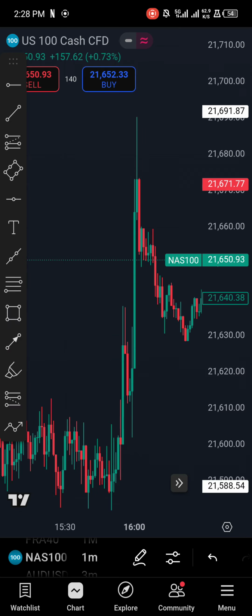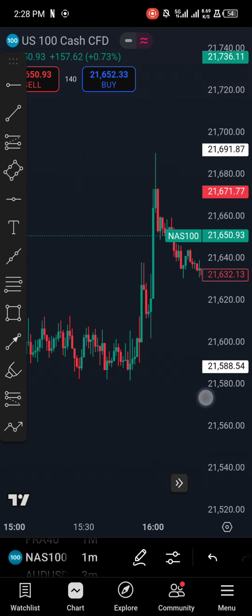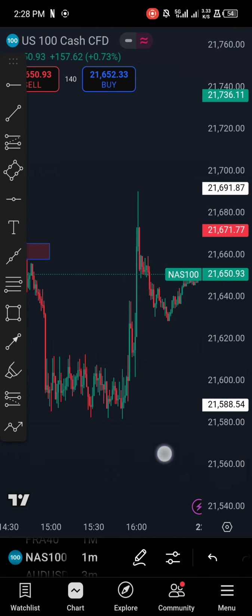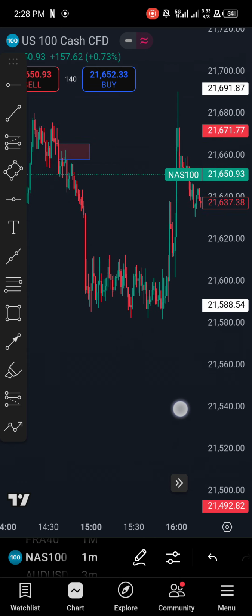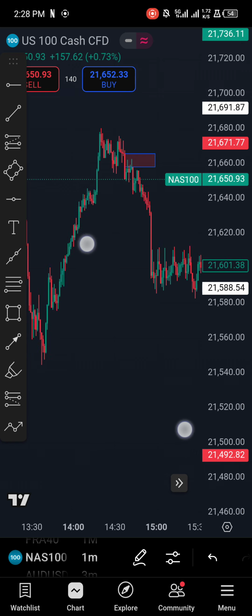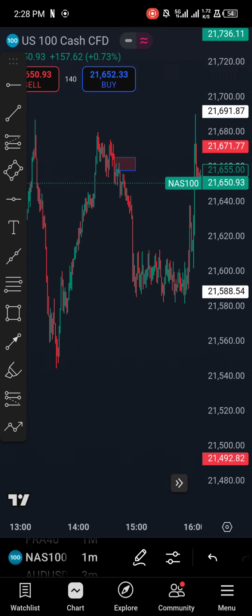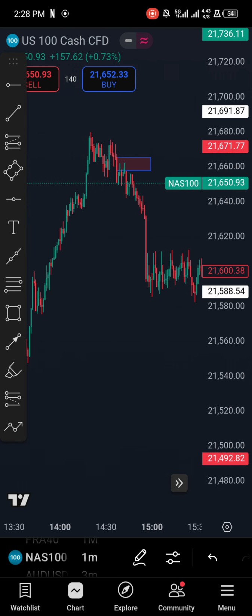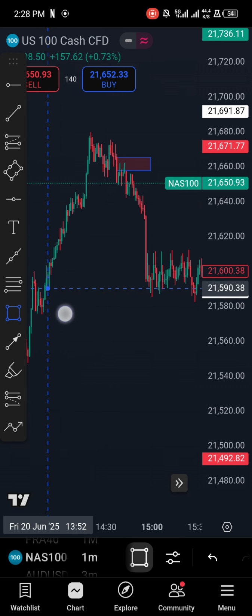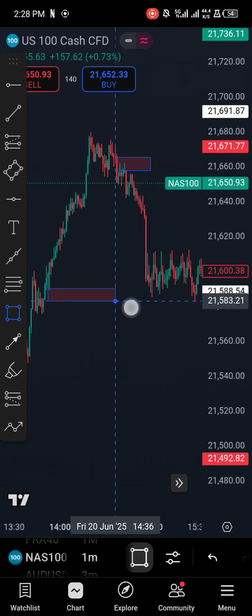So this is TradingView. I'm using the free version of TradingView. As you can see here, these are Friday's chart analysis, and this is a 1 minute time frame. If you look from this point here, you will see that there is a fair value gap just right about here.